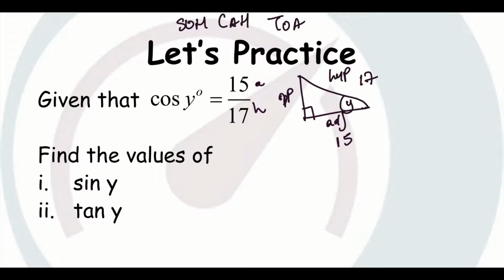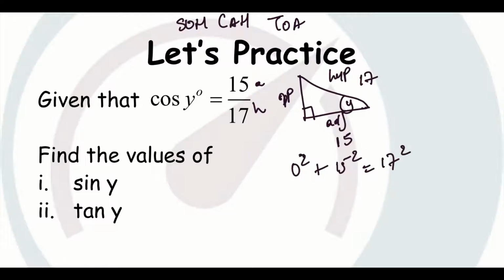Now, we know Pythagoras theorem. A quick informal formula for now: a square plus b square is equal to c square. So hence, the square of the opposite plus the square of the adjacent is equal to the square of the hypotenuse. Let's call it O for now because it's the opposite side. So O square plus 15 square is equal to 17 square.